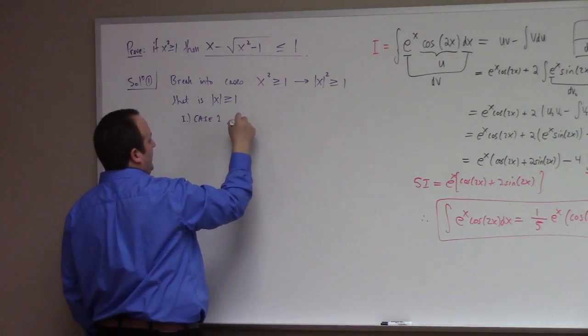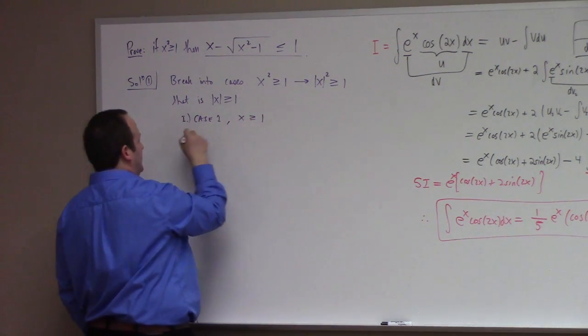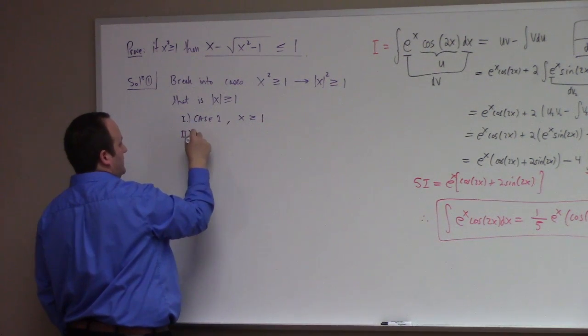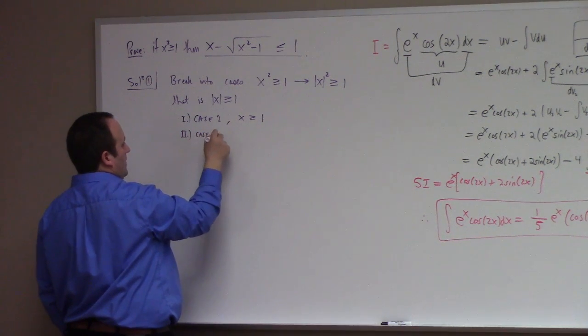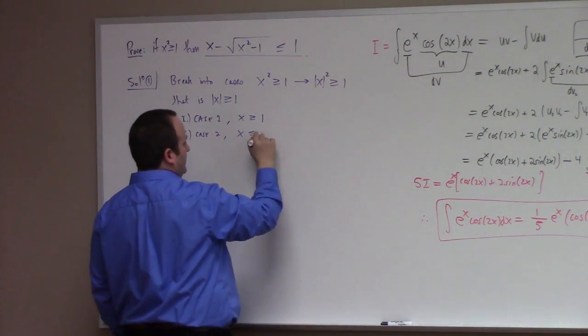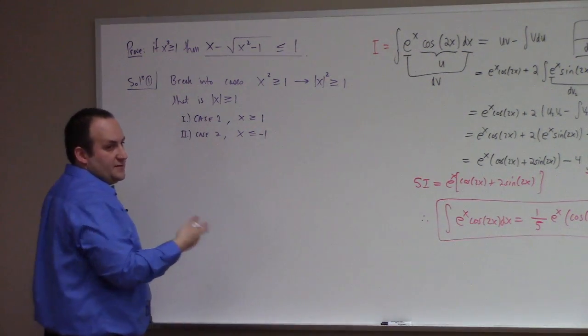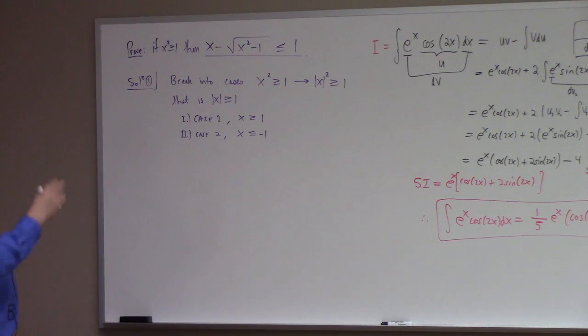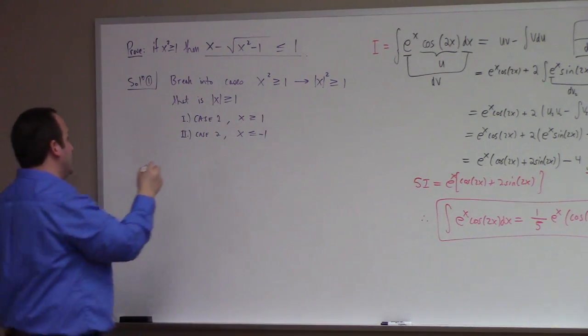It would be x greater than or equal to 1, and case 2, x less than or equal to minus 1, right? And you could focus on those cases, and you could prove that inequality bit by bit, just by case-wise analysis. All right, that's one way you could do this.